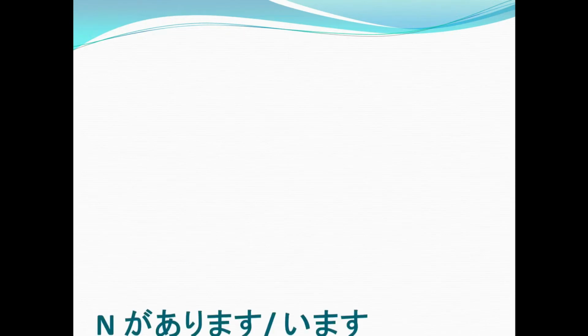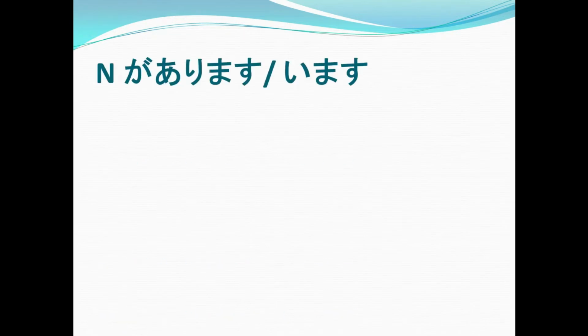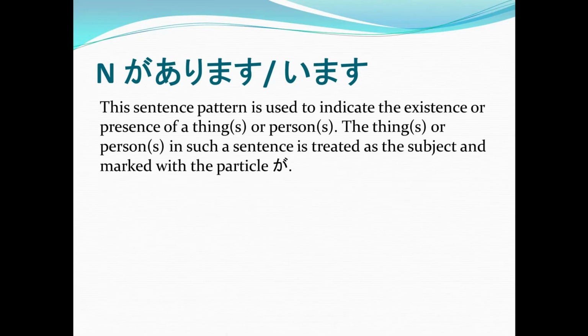So for Lesson 10, let's go straight to the sentence pattern. We have noun ga arimasu or imasu. I discussed this a little during Lesson 9, but let's go deeper. This sentence pattern is used to indicate the existence or presence of a thing or a person. The thing or person in such a sentence is treated as the subject and marked with the particle ga.